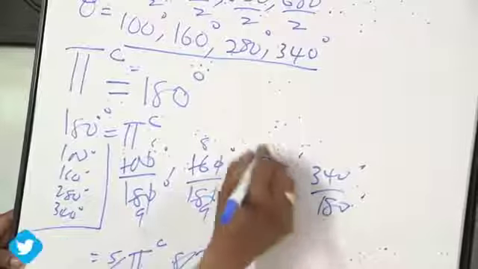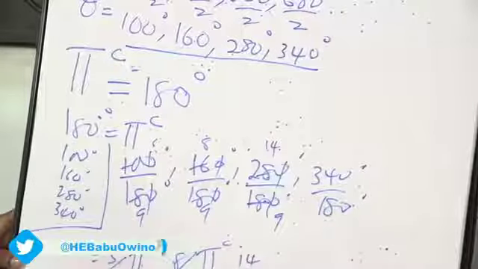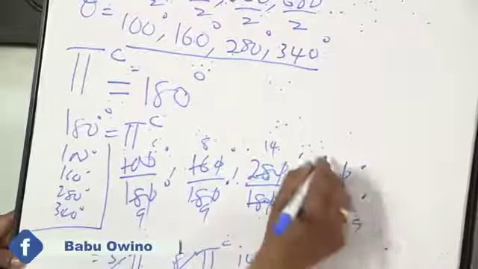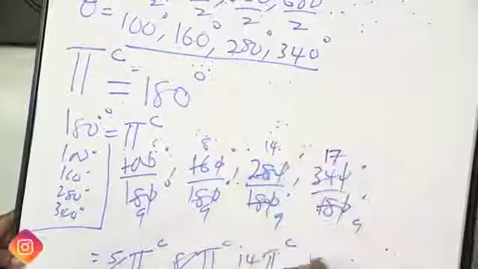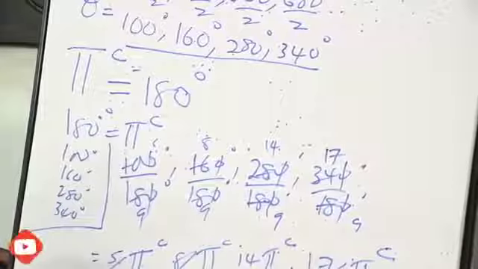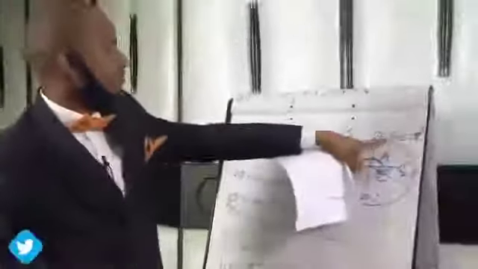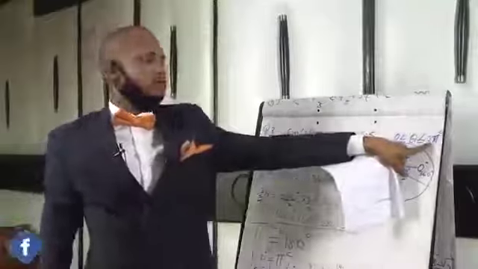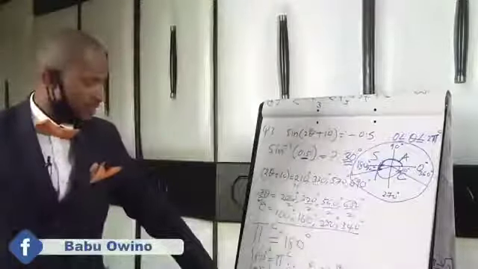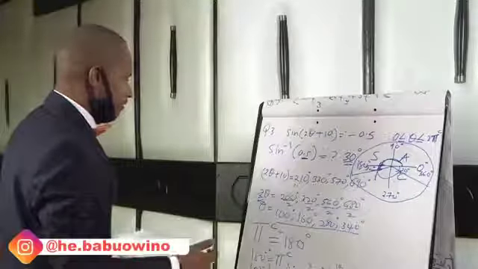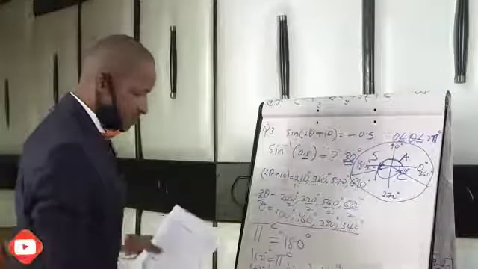2 here 9, 2 here 14, 14 over 9 pi radians, 2 here 9, 2 here 17, 17 over 9 pi radians. So this is our final answer, which is in the range of theta being greater than 0 but less than 2 pi radians. So you leave your answer in pi radians. So we can proceed to the next question.